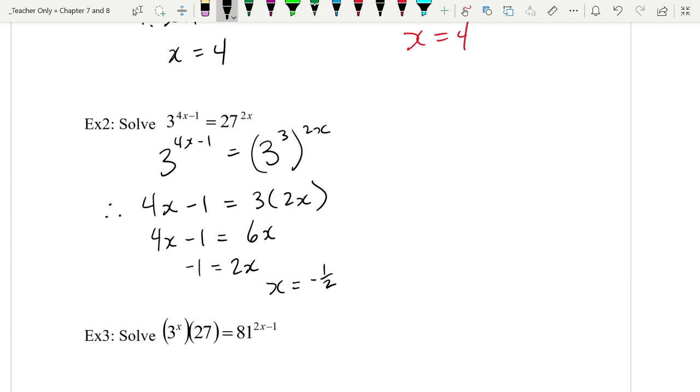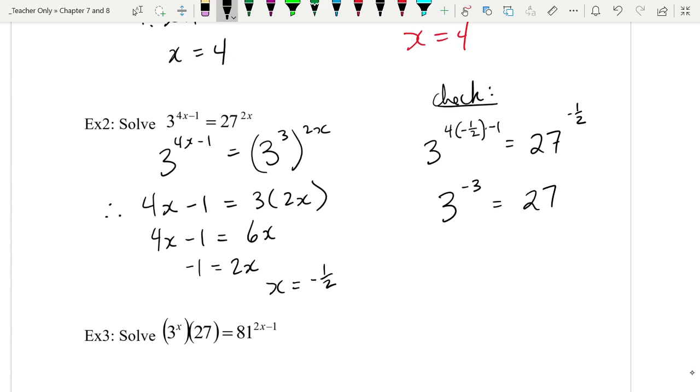And by the way, just like all algebra, when you're doing algebra with exponents, you can do checks. If I plug negative 1/2 in where that x is, I should get a true statement. Let's see if I do. That by the way, is a half. Sorry, I'm writing too small. So this would be, let's see, what is 4 times negative 1/2? That would be negative 2 minus 1, so that's 3 to the negative 3 equals 27 to the negative 1/2.